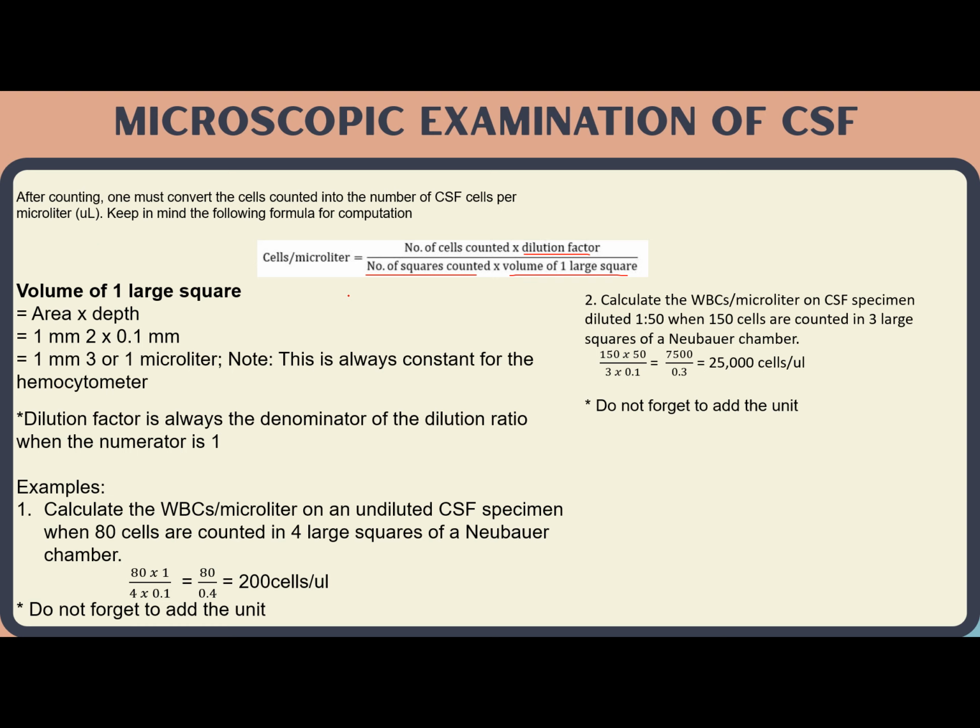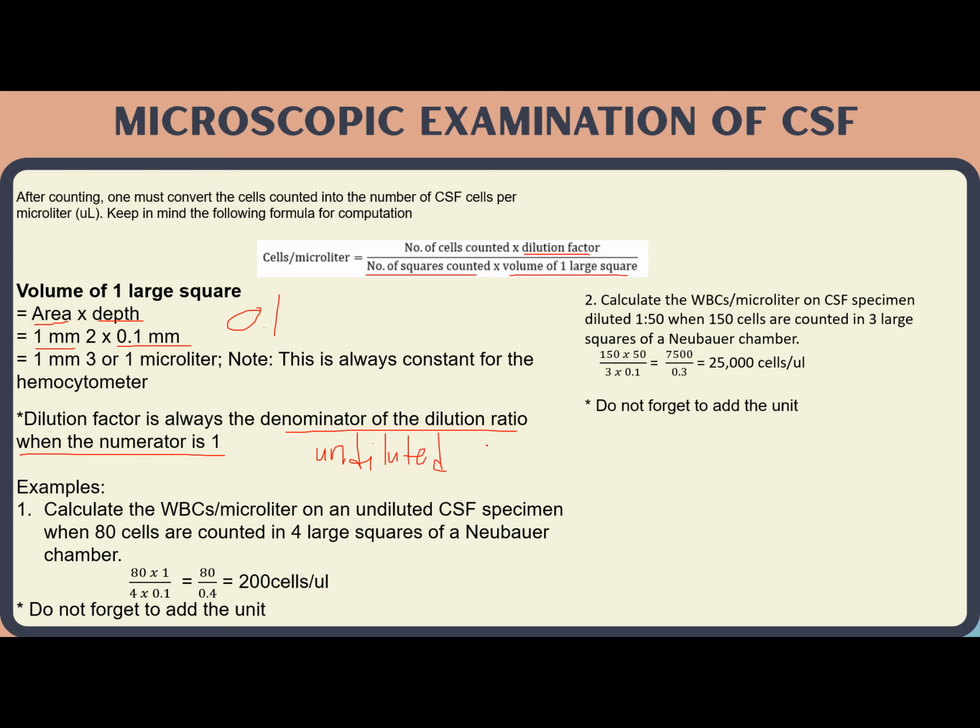So for you to identify this, class, first let's tackle the given. Let's start with the volume of one large square. The volume of one large square, class, is always equal to the area times depth. The constant area here is 1 millimeter by 0.1 millimeter. If you convert this, class, the volume of one large square is equal to 0.1. That is always constant, class. Then the dilution factor is always the denominator of the dilution ratio when the numerator is 1. So when you say denominator of the dilution ratio, class, let's say you did not dilute, it is undiluted.